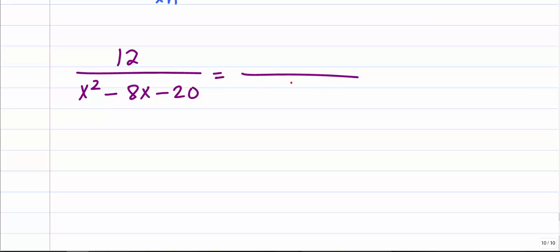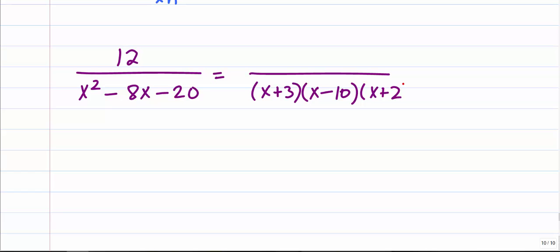Let's say I had 12 divided by x squared minus 8x minus 20 equals what over x plus 3, x minus 10, x plus 2. Well, all you have to do is factor this. If you were to factor this, it would be really quick and easy. You're going to be like, oh my gosh, right? Wouldn't that be positive 2 and negative 10?